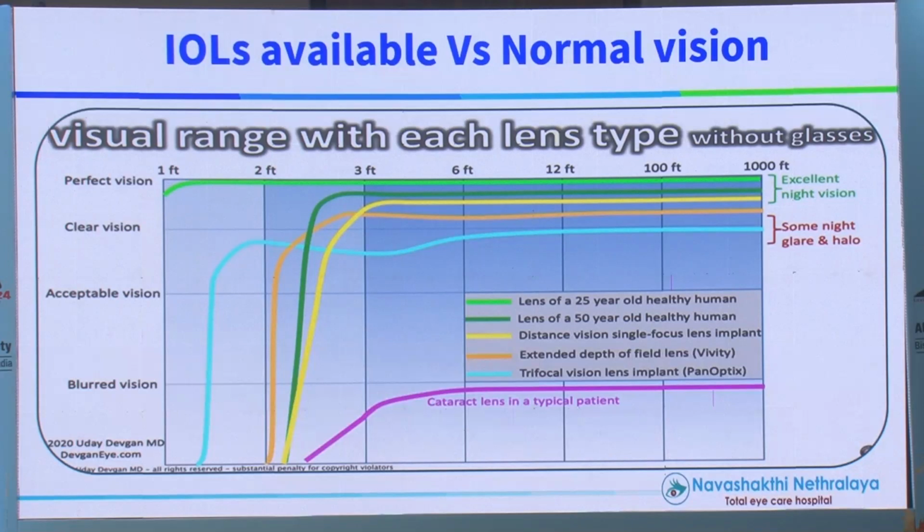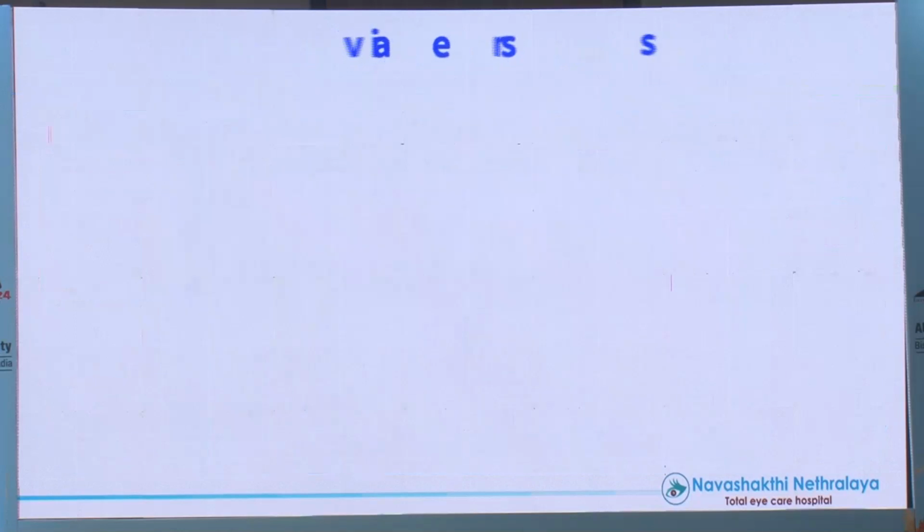Defocus curve was discussed before also. Just look at this defocus curve. Anything you use, there is a residual power. Let's remember that. Anything you use, you're going to have dysphotopsia. Remember this. How do we reduce it is what is most important. Again, this is copied from Dr. Uday Devgan's website. You can go back and see this.